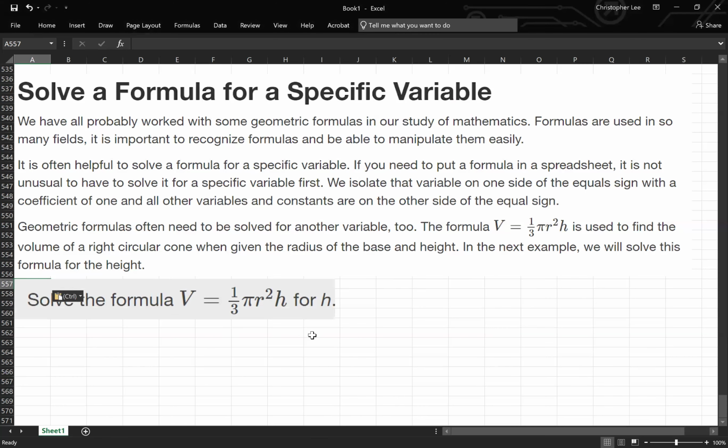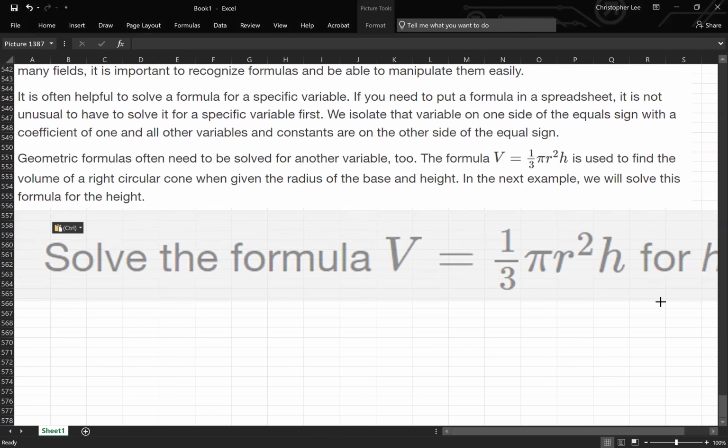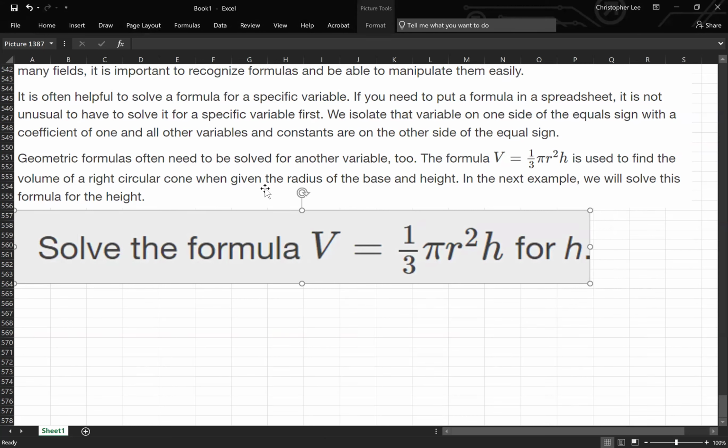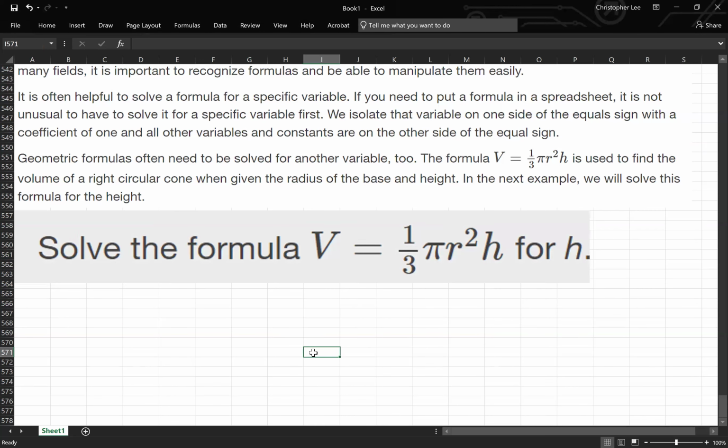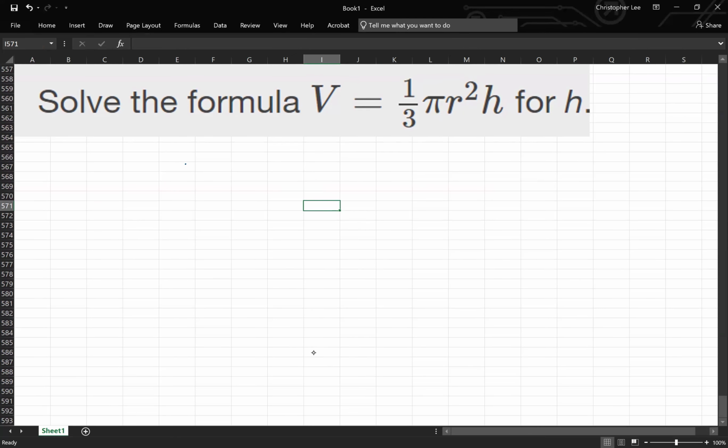So real quick, let me show you what we're talking about. I want to solve this formula, V equals 1/3 pi r squared h, for h. So basically, I want the formula to say h equals blah, blah, blah, right? Let me show you how we do it. So I have the volume V equal to 1/3 pi r squared h. I'm trying to move everything to the other side but h. I want h to be by itself.